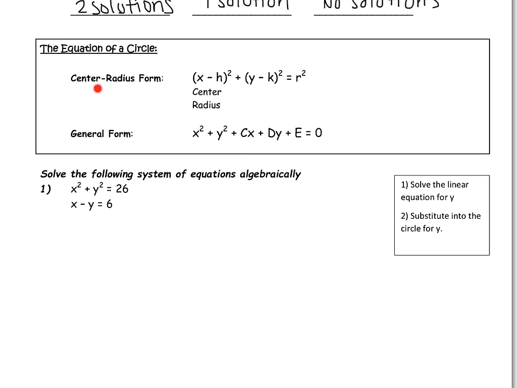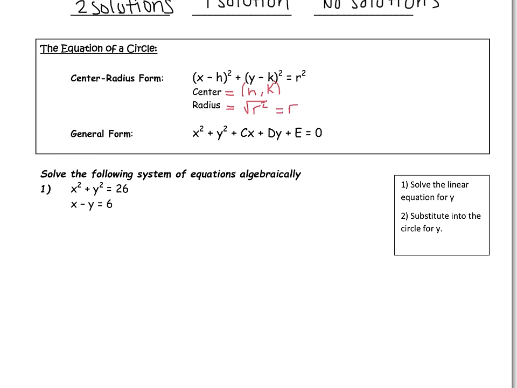The first thing is that a circle can be written in center radius form, or it can be written in general form. So let's focus on center radius. So (x minus h) squared plus (y minus k) squared equals r squared. So from this formula, you can get the center, and you can get the radius. The center is the h and k values, and the radius is the square root of r squared, or just r. Okay, so let's put an example.